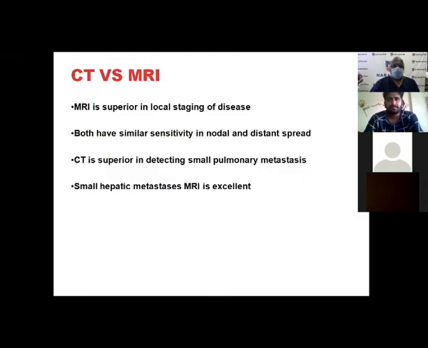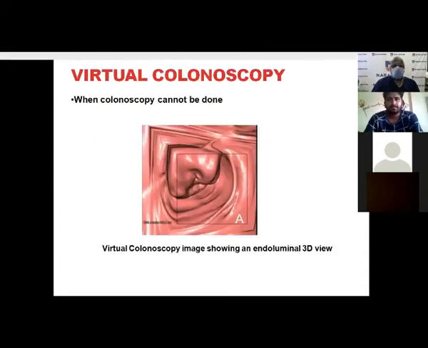Now CT versus MRI. MRI is superior in local staging of the disease. Both have similar sensitivity in nodal and distal spread. CT is superior in detecting small pulmonary metastasis. Small hepatic metastasis, MRI is excellent, which is not being picked up by the CT. Or nowadays, endo-ultrasound, laparoscopic ultrasound or perioperative ultrasounds have come to find out.